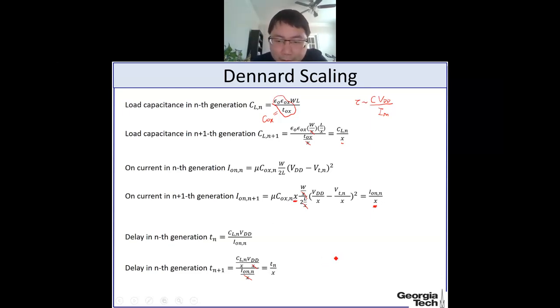Or in other words, the maximum frequency you can run the circuit is 1 over 2tp delay. So the f will increase by X, the maximum frequency you can run the circuit. So this is the conclusion if we follow this kind of standard scaling rule. Any questions here?